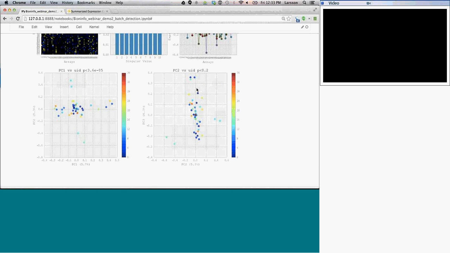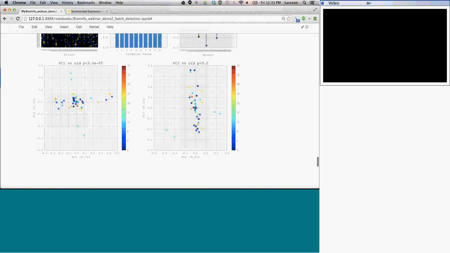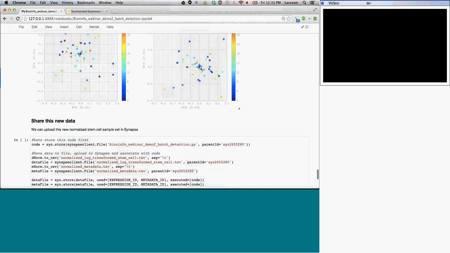One thing to look out for when you're doing normalizations like this is if you do too much normalization, you can actually whitewash the data, where you take out all the signal, because there could be correlations, for example, between donor ID and the signal that you're actually looking for, such as reprogramming. So I'm not saying that this is the right kind of normalization to do on this data.